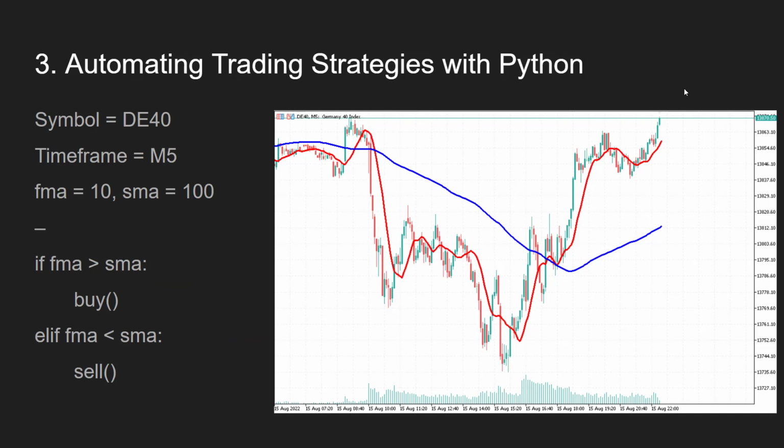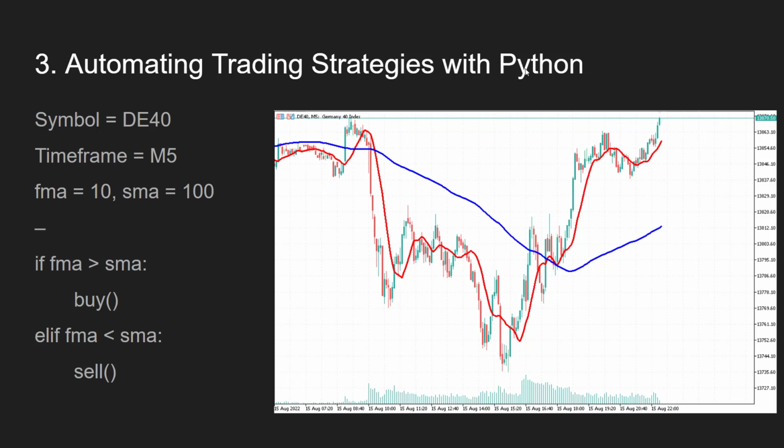So let's now actually automate the strategy that I mentioned in step number 2. As you remember, I like to use trend following strategies using moving average crossovers. In this video, I will create a very simple moving average crossover strategy on the German stock index DE40. The time frame we will trade on will be M5, and for the fast and slow moving averages, I will use a fast moving average of 10 and a slow moving average of 100.